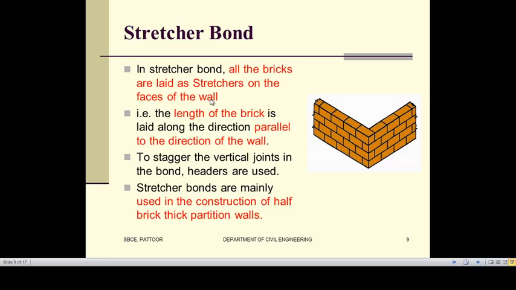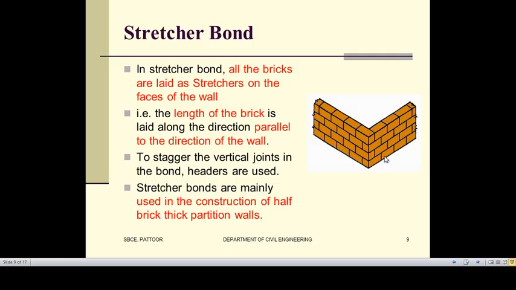So first one is stretcher bond. In stretcher bond, all the bricks are laid as stretchers on the face of the wall. So this is an isometric view of a stretcher bond. I am considering this direction as the face of the wall. When I am looking from this side, all the stretchers of the individual units are seen. So that particular bond is termed as stretcher bond.